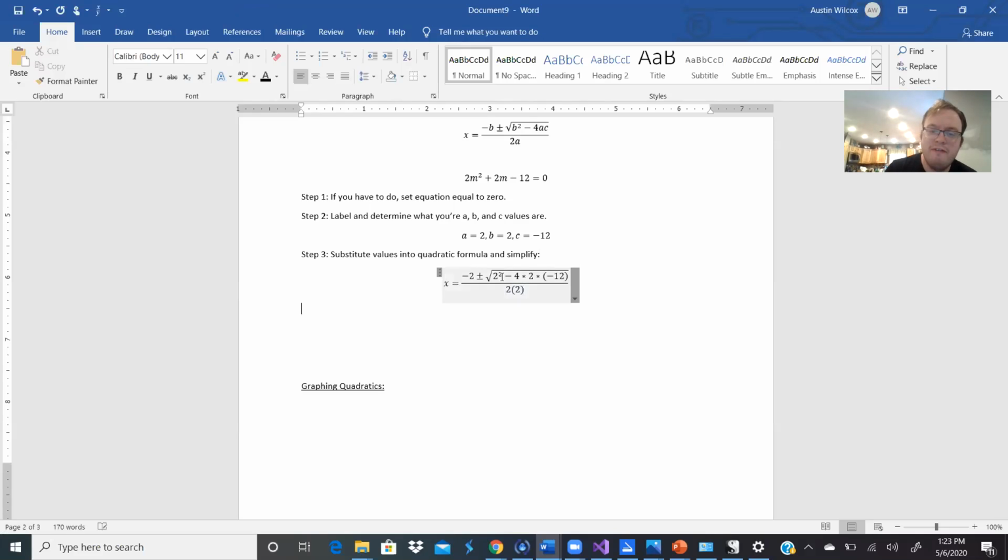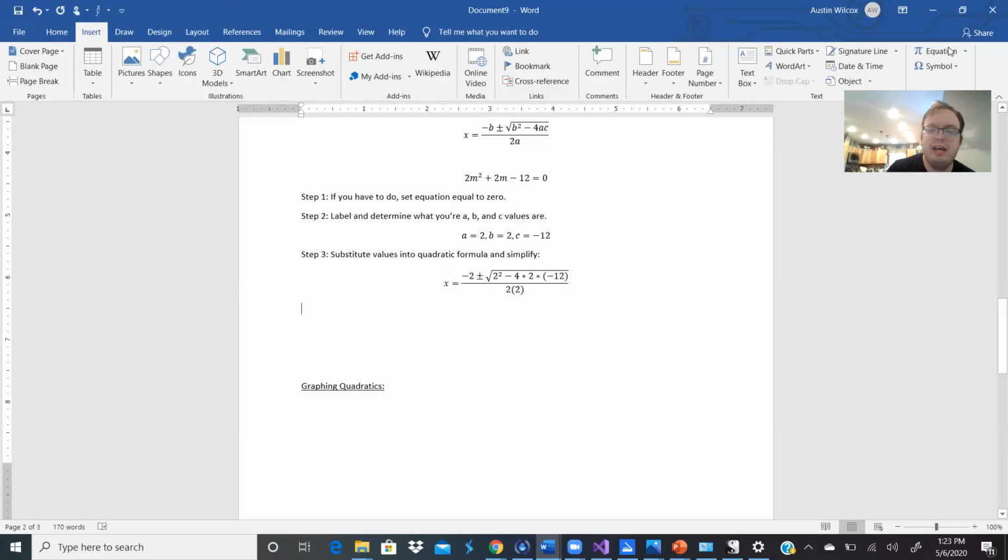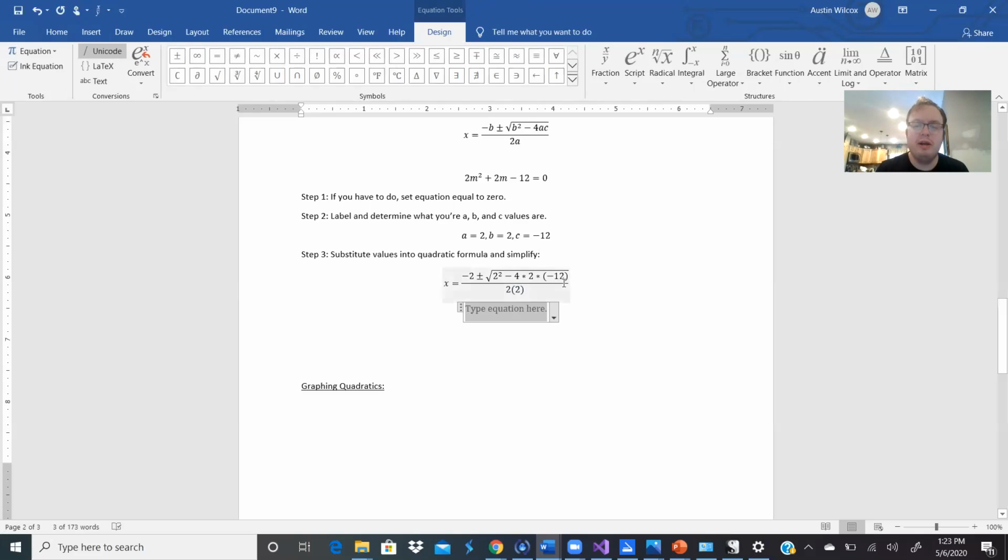So at this point, if I were to solve this, let's keep simplifying. I'm going to say, okay, well, now I know this is true. Actually, I should just copy and paste the previous one.